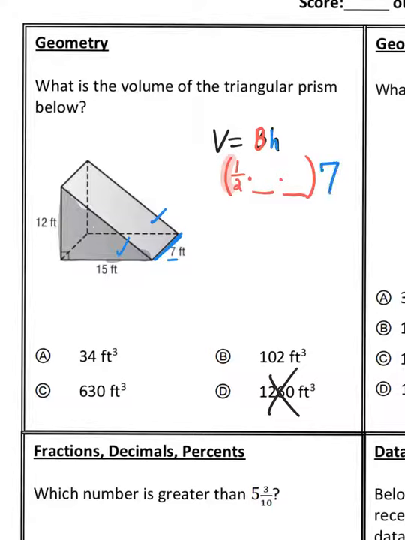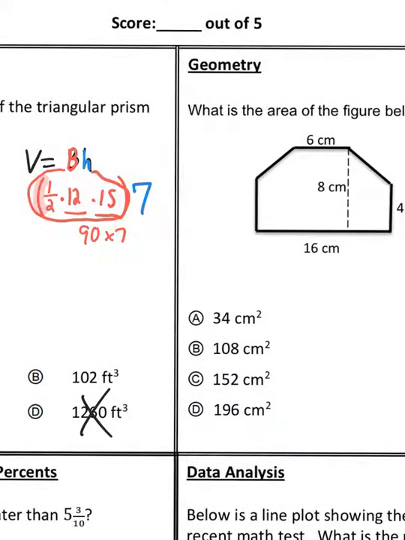So as far as the triangle goes, here is my right angle. That means here is my height and here is my base. So it's half times 12 times 15. Now you can type that whole thing in your calculator at once, or maybe you'll figure out half times 12 times 15 and get 90. 90 times 7 is 630 cubic feet. So if you had it, give yourself a C. If not, remember to write down the work and make your corrections.